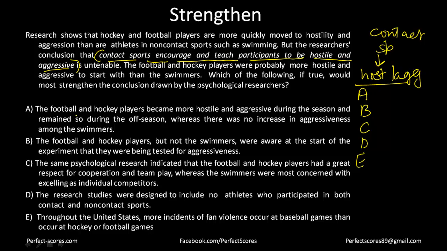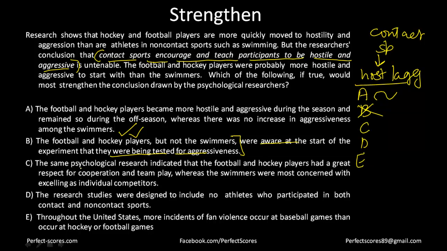Now option A says the football and hockey players become more hostile and aggressive during the season and remain so during the off season, whereas there was no increase in aggressiveness among the swimmers. So this may be a strong contender, because this is going with the assumption that it is contact sports that cause a person to be hostile and aggressive. So let's put this mark over here. B says the football and hockey players, but not the swimmers, were aware at the start of the experiment that they were being tested. Now this does not strengthen or weaken. The argument could go either way if B is taken, so B is not the answer.